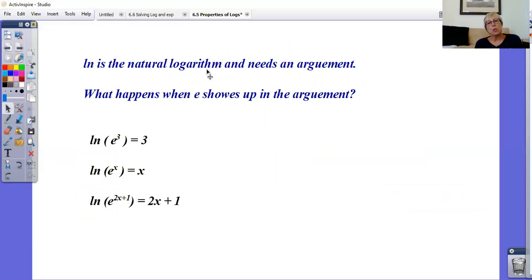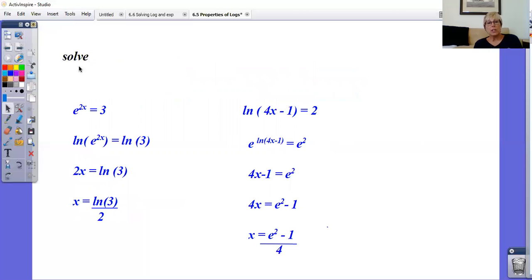Now, ln is the natural logarithm, and it needs an argument. What happens when e shows up in the argument? So in this example, the ln and the e are inverses. They cancel out, 3. ln and e are inverses, they're gone. Pretty simple. So we can use this to solve. So I want to get rid of that e. So I'm going to take ln of both sides. The ln and the e cancel out. ln of 3 is just ln of 3, and then divide by 2.